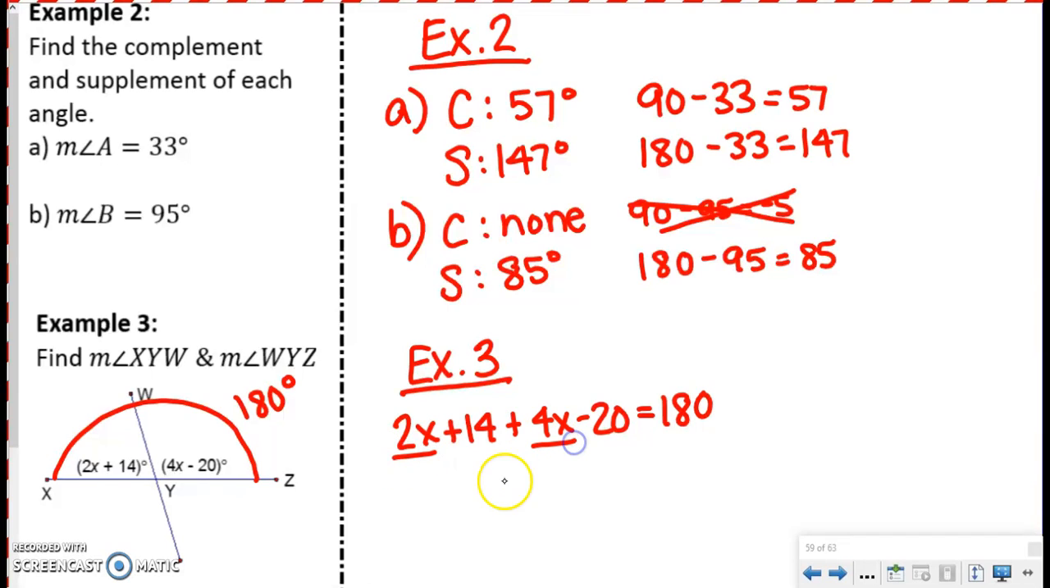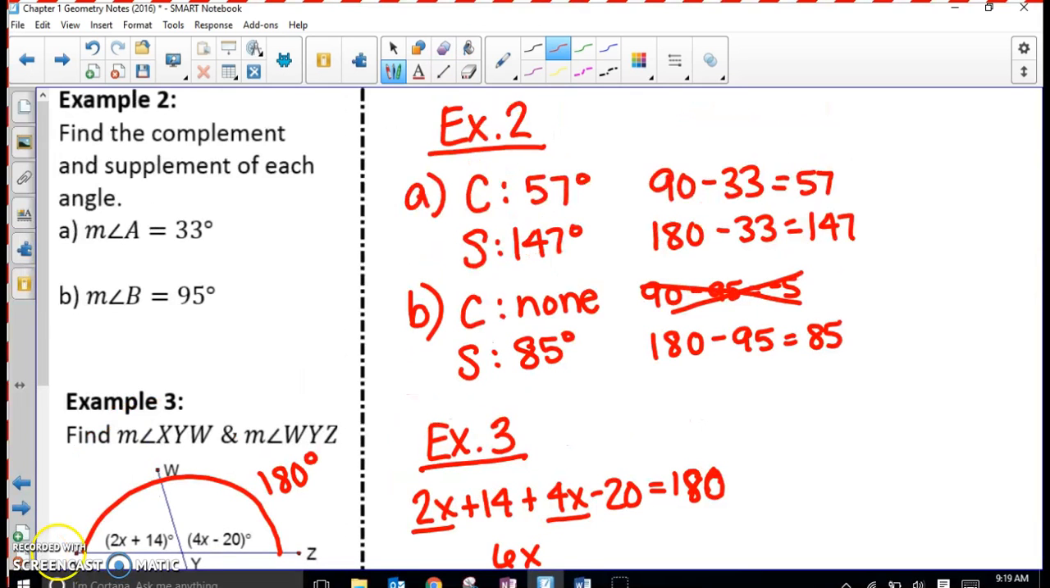All right, now you do your algebra. So 6x, oops, that should be minus. All right, that should be 6x minus 6 equals 180. Have to come over here. And then you've got 6x equals 186 because you add 6 over, and then when you divide, x is going to be 31.